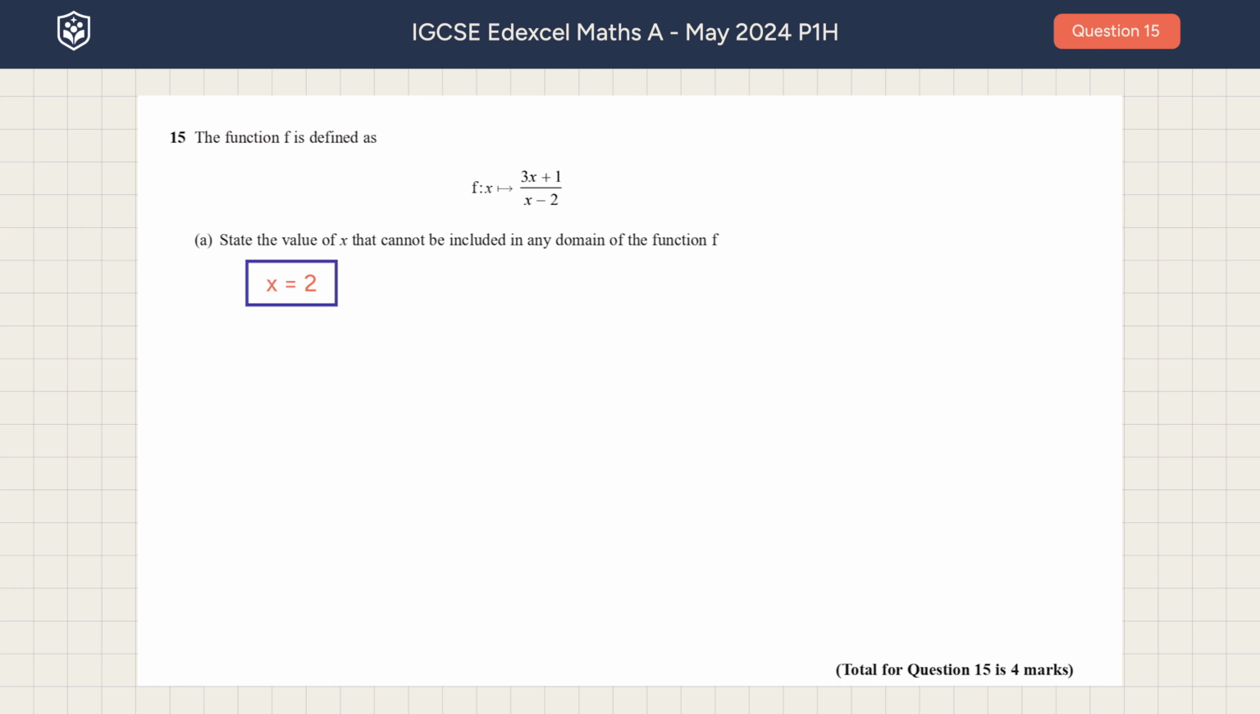Why? Because when you put x equals 2 in the function, 3 times 2 plus 1, divided by 2 minus 2, that gives us 7 divided by 0. Anything divided by 0 is undefined. Whenever we are trying to find the value where the function doesn't exist, we can make the denominator equal to 0, which in this case was x minus 2, and for that x was equal to 2. Part B asks us to express the inverse of the function in the form f inverse x equals something.